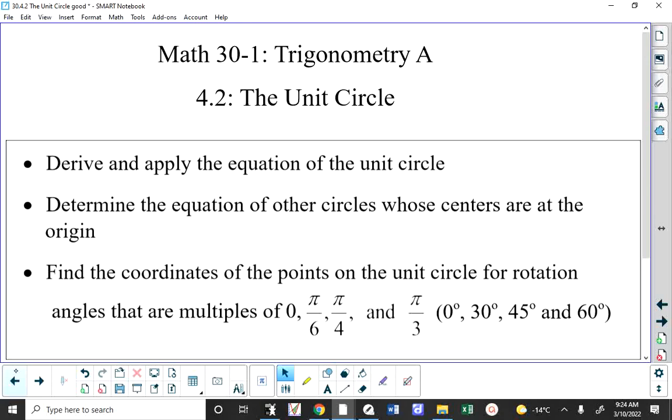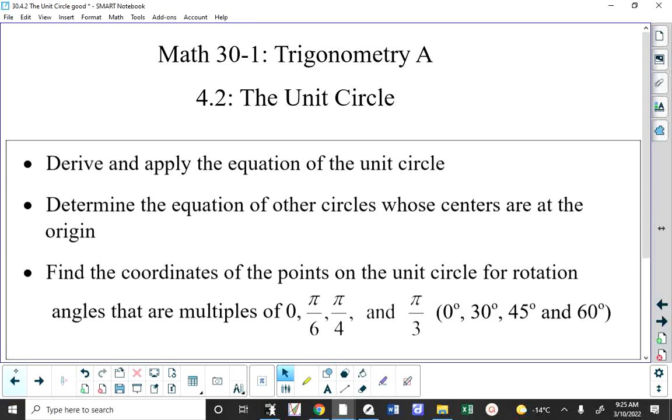So, what are we doing today? We're going to derive and apply the equation of the unit circle. This is without a doubt something you need to know. This isn't something that if you don't know, you can solve problems in a different way. You need to know this. You need to be able to determine the equations of other circles whose centers are at the origin. You need to know that.